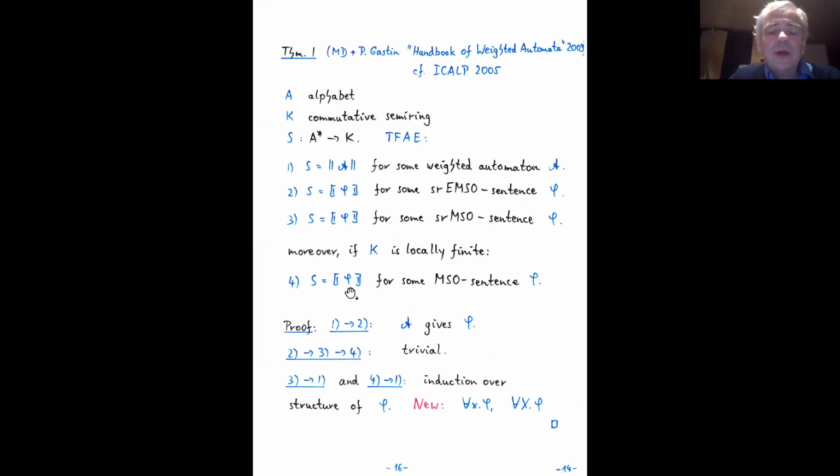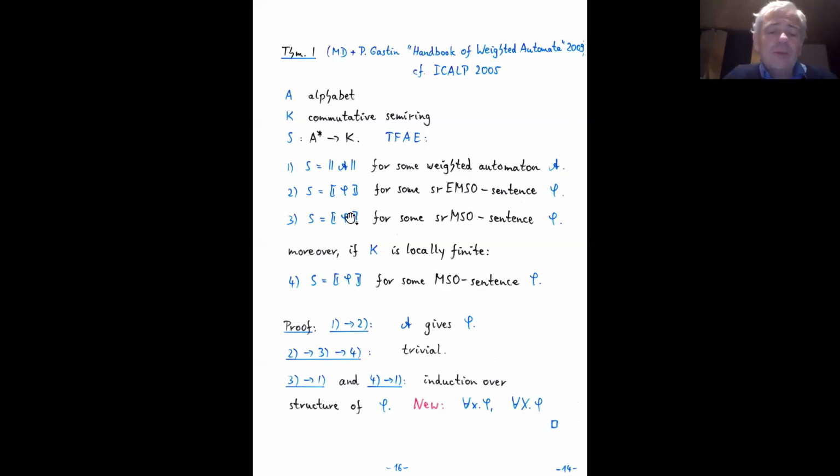So you notice that if K is the Boolean semiring, the equivalence between 1 and 4 gives us the classical Büchi result. But this is more general because we could take any finite semiring, and then we have the equivalence between 1 and 4. And also we could take any Boolean algebra, because the Boolean algebra is locally finite, and we would also have this equivalence between 1 and 4. In this way we have extended the Büchi-Elgort theorem, and in fact this holds for any semiring, respectively for any locally finite semiring.